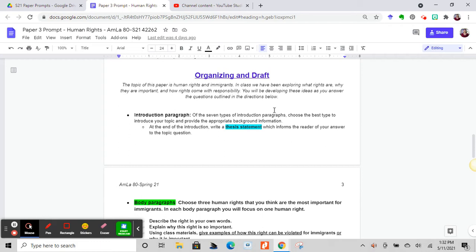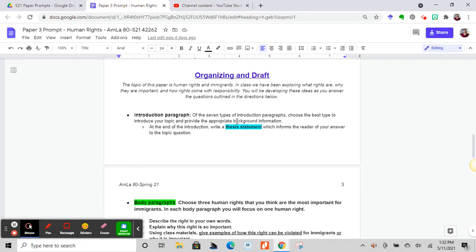paragraph. Okay, so for your introduction paragraph, remember, choose one of the 7 ways to write your introduction paragraph. Remember, if your introduction paragraph is too short, you can always choose 2 of those ways and combine them to make a really good, solid introduction paragraph. Remember to end that introduction paragraph with a thesis statement.